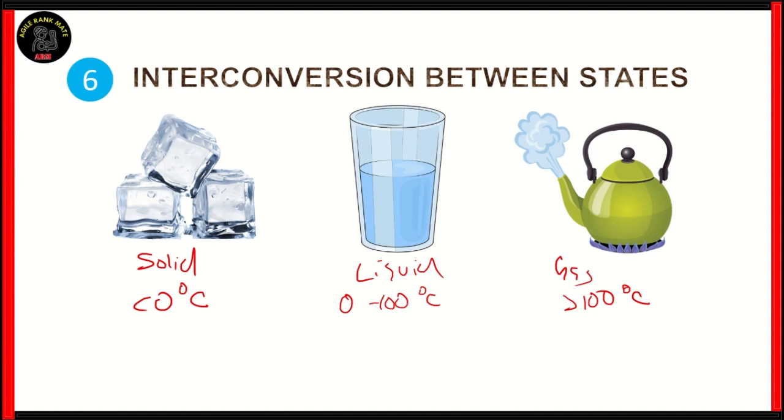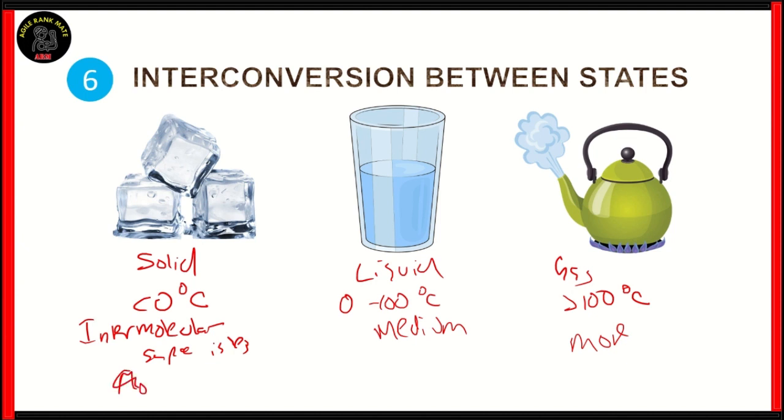So in solids, the intermolecular space is less. In liquids, the intermolecular space is medium, while in gas the intermolecular space is more. And solids have less kinetic energy, gases have more kinetic energy, and liquids have a medium amount.